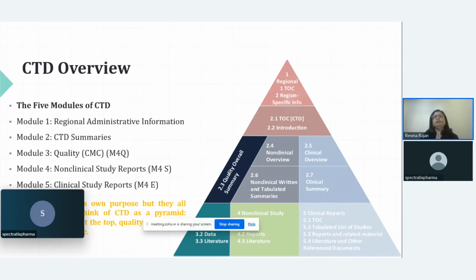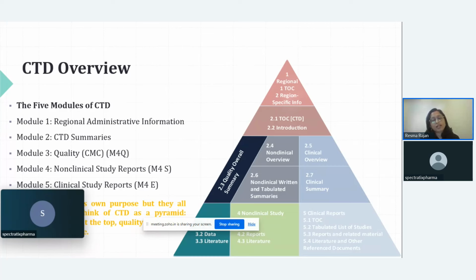So to submit a product dossier, first of all, you need to have an animal study. Why are we doing an animal study? We will be understanding the safety of the product before trying it in human beings. Then we will have an efficacy trial, which we carry out in humans.